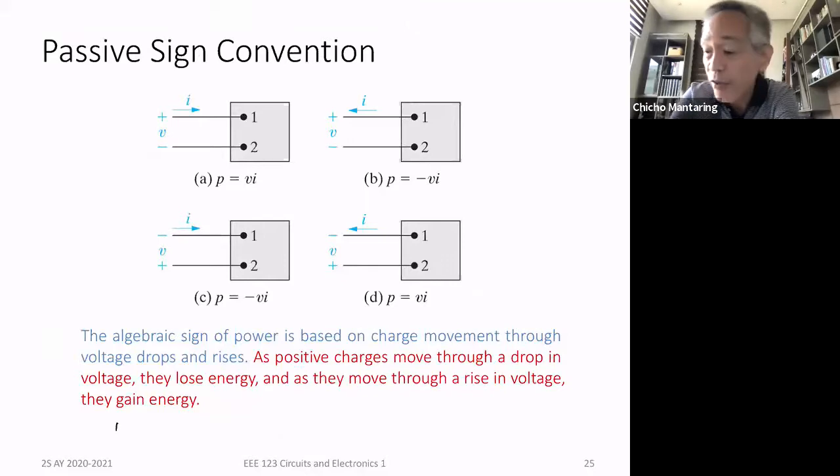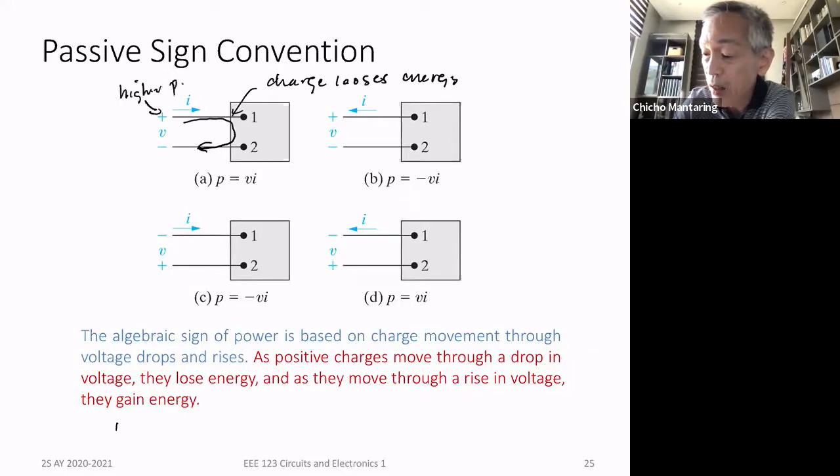Okay, so this is the passive sign convention that we talked about earlier. The basis of the passive sign convention is that a passive element absorbs energy. So if it absorbs energy, that means the charges, as they enter, will lose energy. This is the flow of current, and these are the charges. Current is always considered the flow of positive charges. As your charge is flowing, the charge loses energy. And therefore, this is higher potential, and this is lower potential.